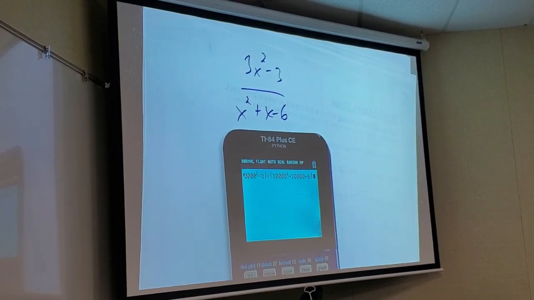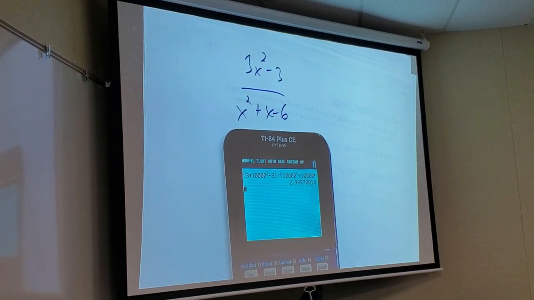Wait, sorry, why are we using 10,000? I just picked a really big number. Oh, okay. And 10,000 is pretty big for most of us, correct? Mm-hmm. But it's nowhere near big compared to a million to the million, but it's still pretty big. Let's see what we get. That's pretty close to 3, correct?